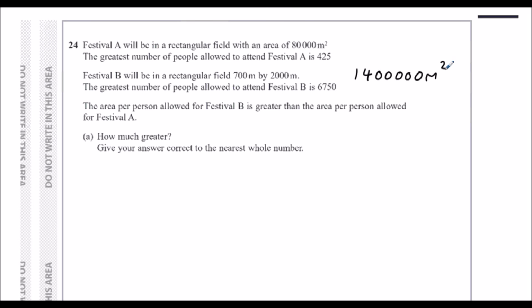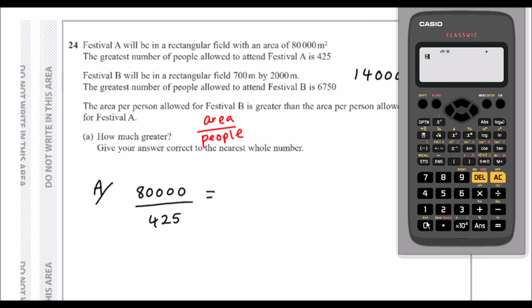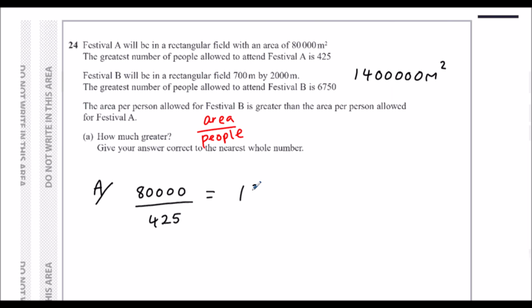How much greater? So we're working out the area per person. So that means area divided by the number of people. So for Festival A, area is 80,000. The number of people is 425. So 80,000 divided by 425 is 188.2.